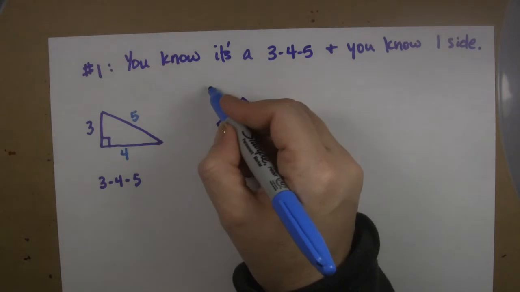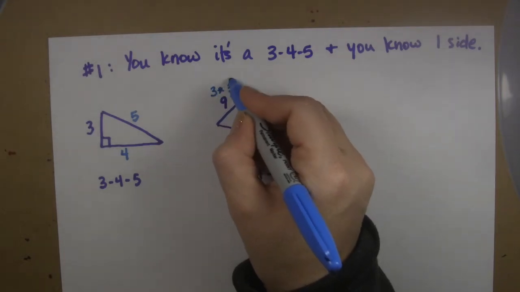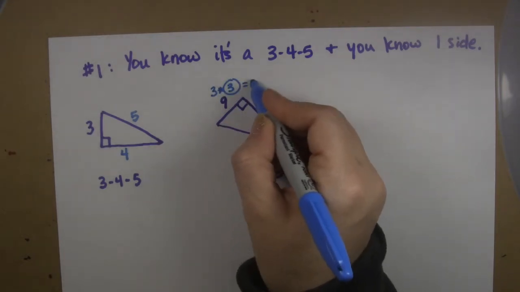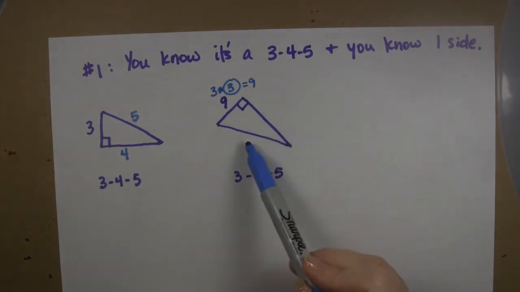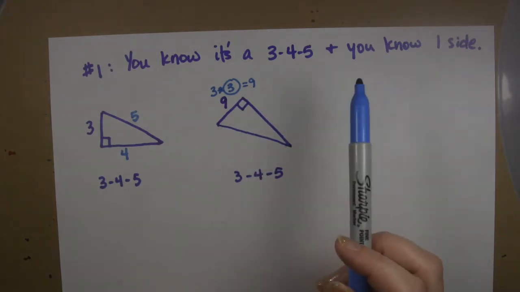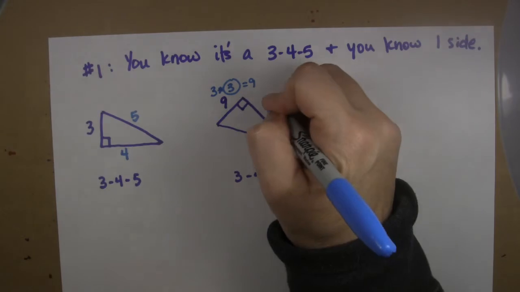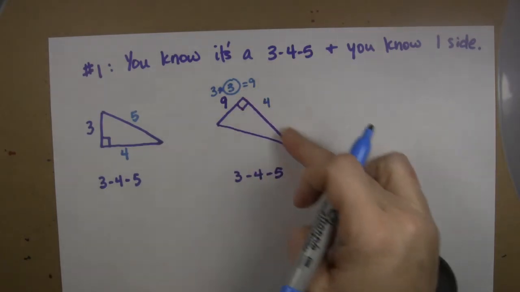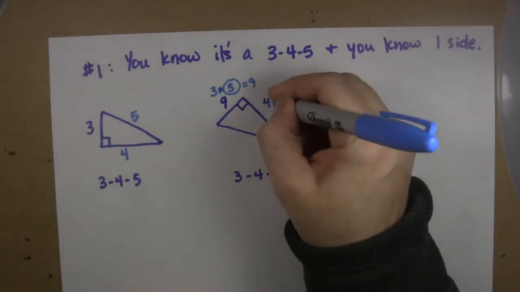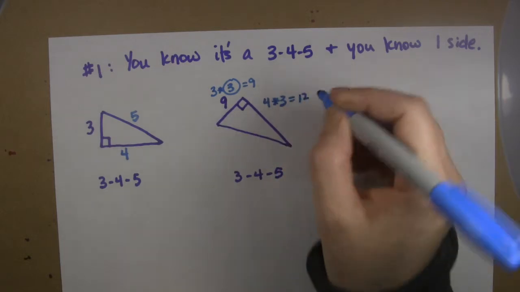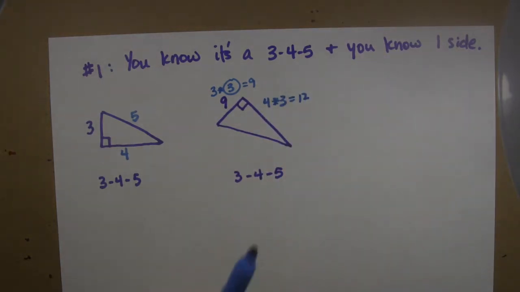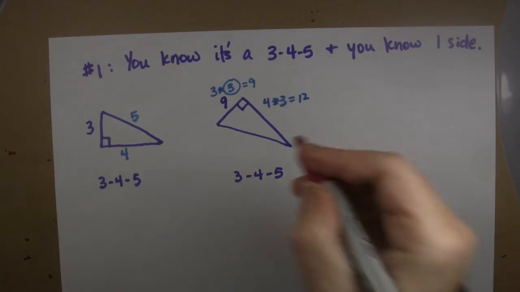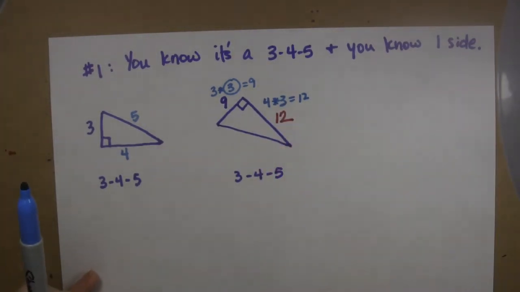So to get to 9, I do 3 times 3, right? I'm multiplying it by 3 to get 9. So that means that I'm going to multiply these other 2 sides by 3 as well. So here's my 4 side, the side that would normally be a 4. I multiply it by 3, so I get 12. The length of this side is 12.